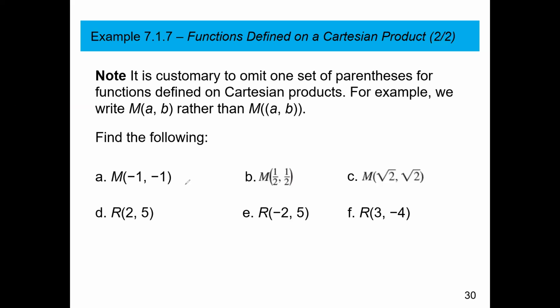Well, this first one for A is going to be -1 times -1, or just 1. Our next one would be 1/2 times 1/2, which is 1/4. And this one, last but not least, would be square root of 2 times square root of 2. Oh, that's a multiplication. Let me get my eraser and change that real quick. That's my error. And so that would be 2.